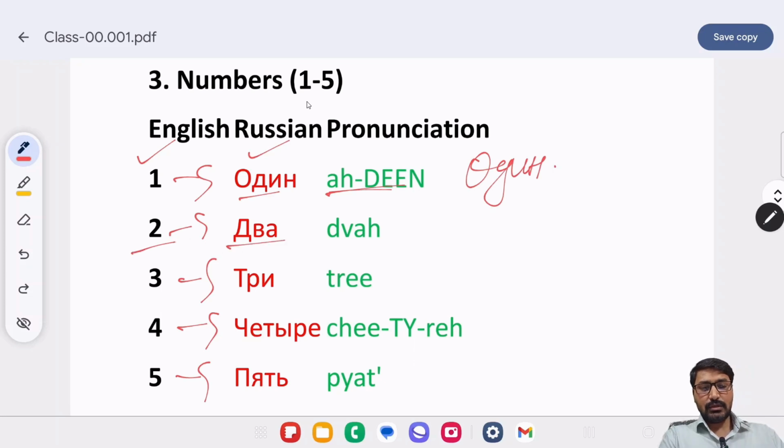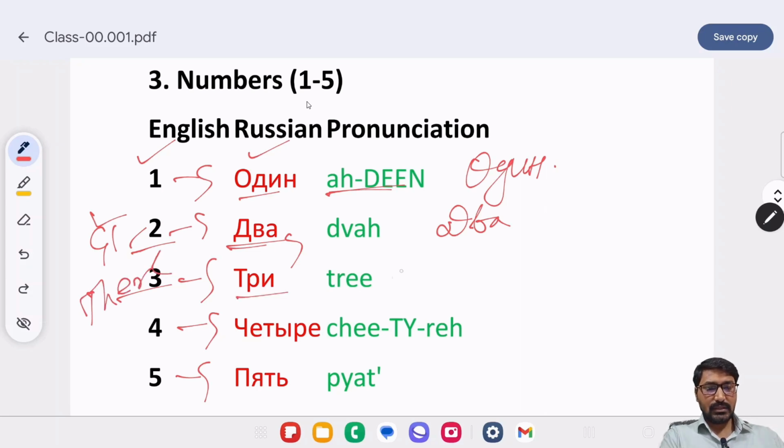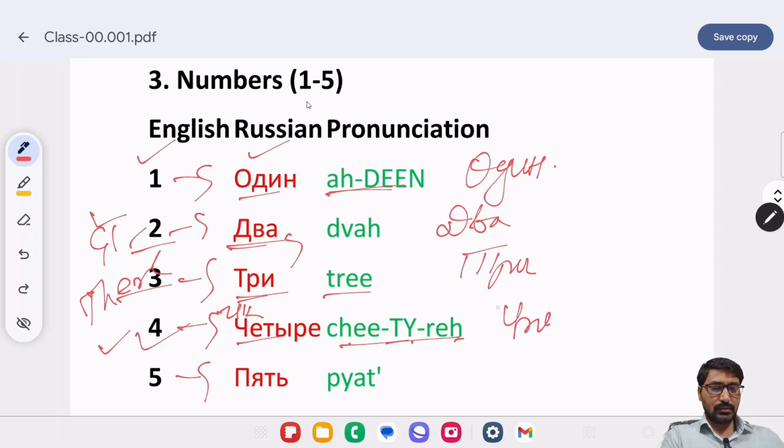Another, can you see in Hindi, do? Two is do, in Russian dwa. Dwa. Can you see 3? Three is three. Another is 4. So 4 is char in Hindi, in Russian chitirya. What is that? Chitirya. How to write? One moment.